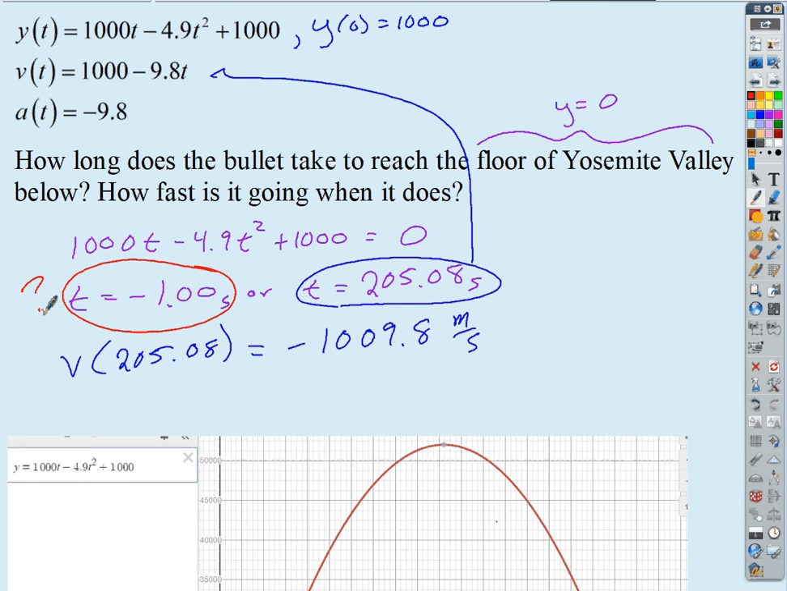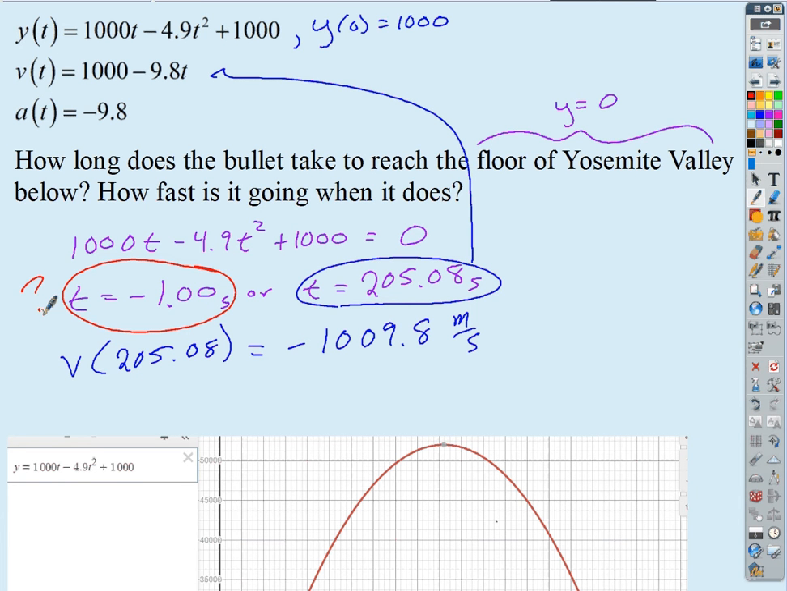I was going to say, if the bullet were to somehow emerge just from the ground randomly, then it would take 1 second to reach the point that it was actually shot at, and it would take 1 second to reach that velocity. Okay, yeah.